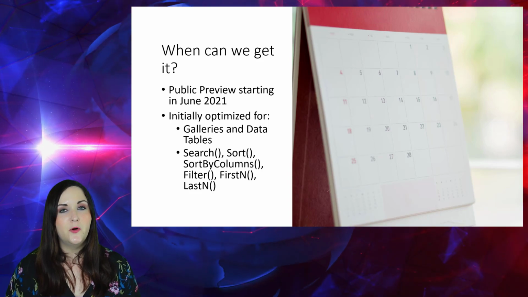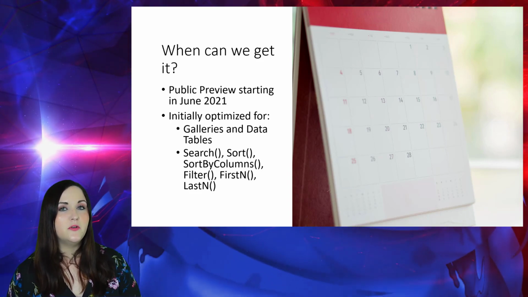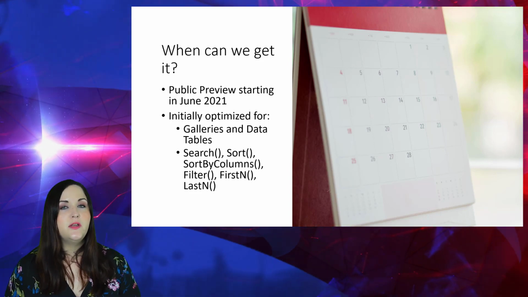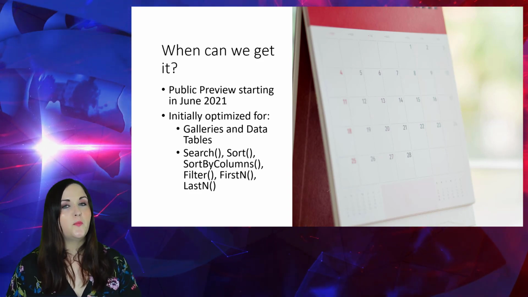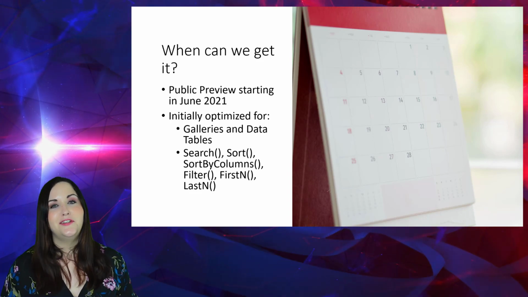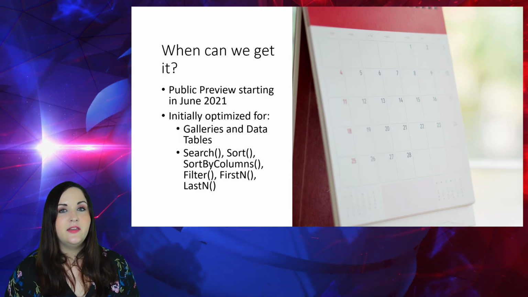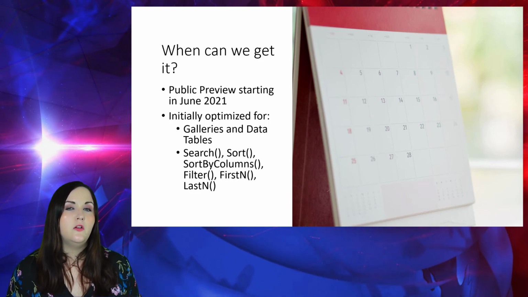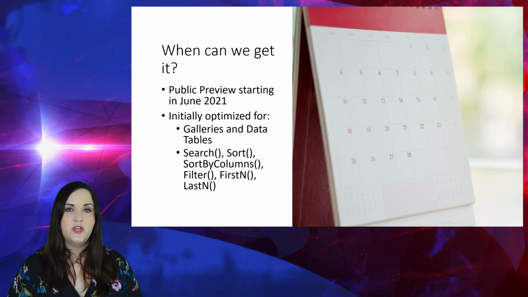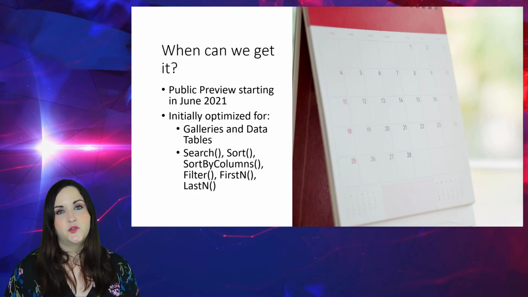Now, important thing to note though, starting out, this is going to be initially optimized for working with galleries and data tables in your Power Apps Canvas apps. So it'll be optimized for doing functions like searching, sorting, sort by columns, filtering, and last in and first in. That's kind of why in all the demos that we saw, those were the main functions that we were using. And like anything when it comes to AI, the model has to be consistently tweaked and trained to handle complex situations. So as this gets used more and more and pushed out, the better that this will get.